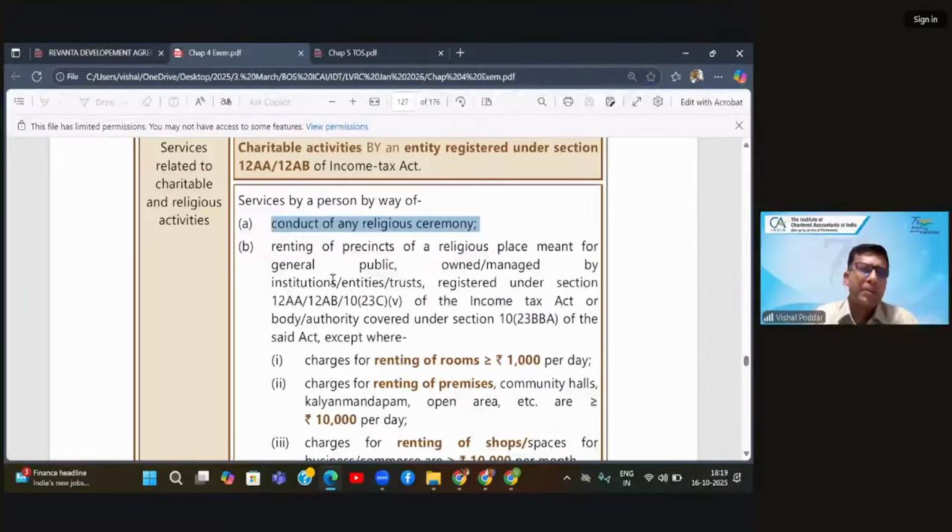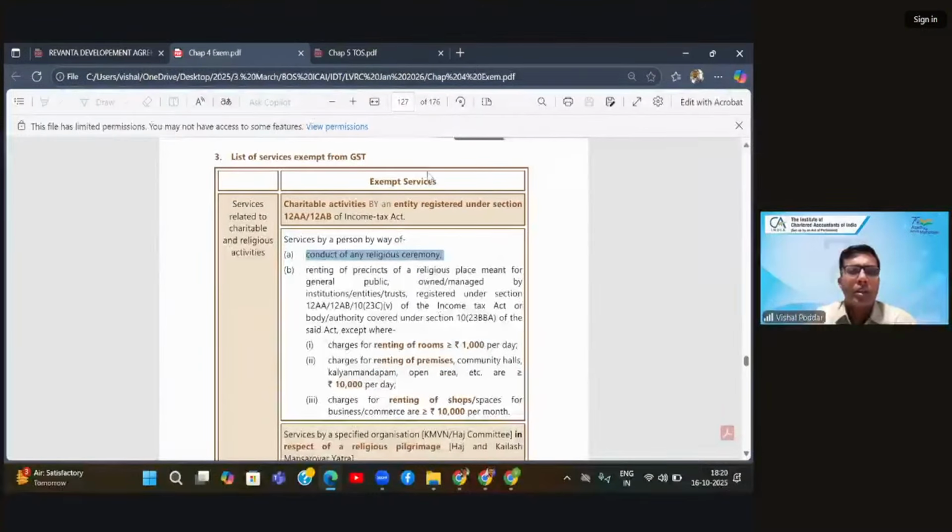Now, this person who is performing these religious ceremonies for us, and whatever dakshina, whatever fees we are paying to this religious person, that fee is what is exempt. So that is the first exemption. Important is that for this, the person need not be registered as a charitable trust. The remaining activities are covered.